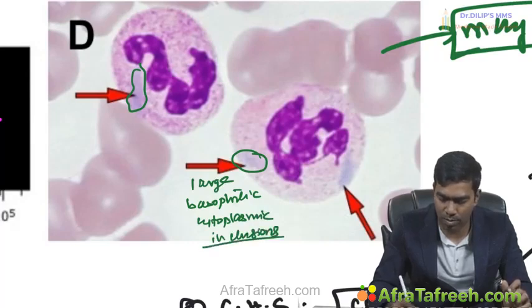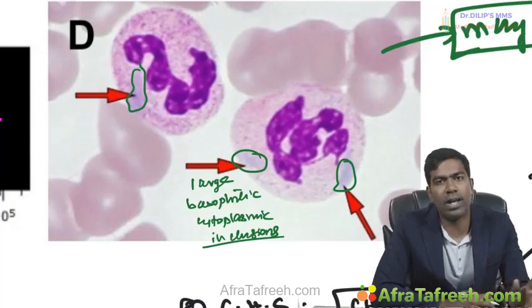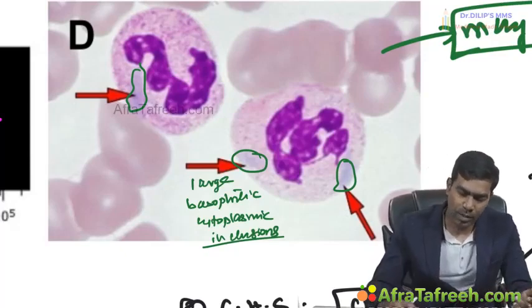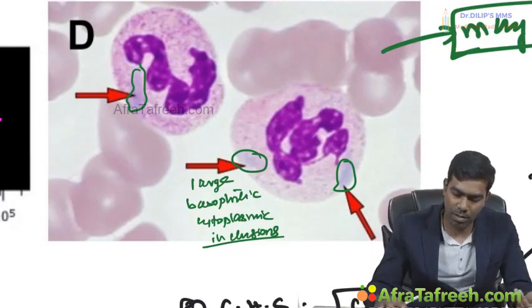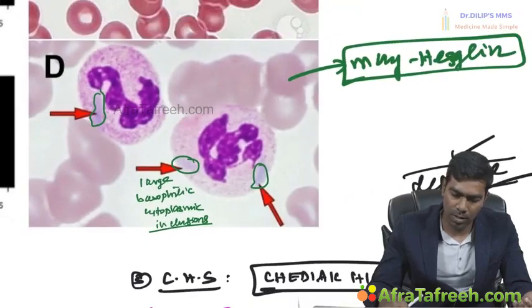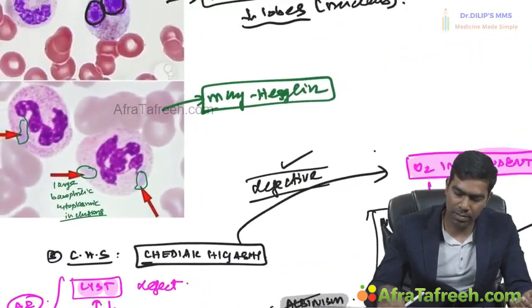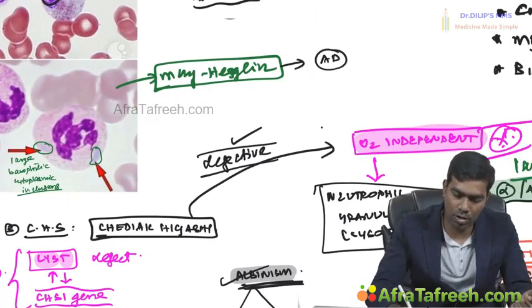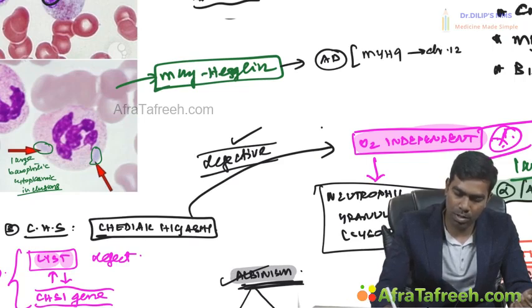These are not Döhle bodies, but you can see them here also. These are large basophilic cytoplasmic inclusions within the neutrophils, which may resemble Döhle bodies. This May-Hegglin anomaly is also another benign disorder of the neutrophil. Again, it is due to autosomal dominant inheritance, due to MYH9 mutations on chromosome number 12.